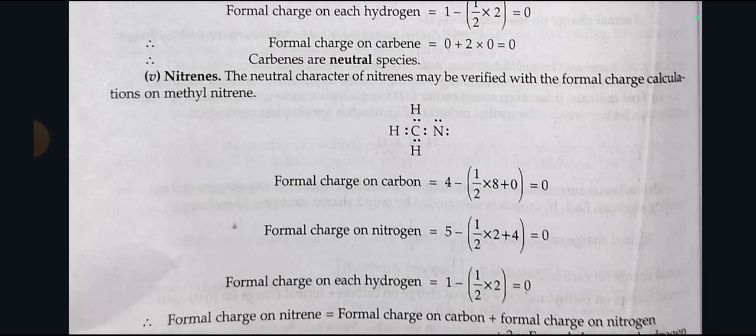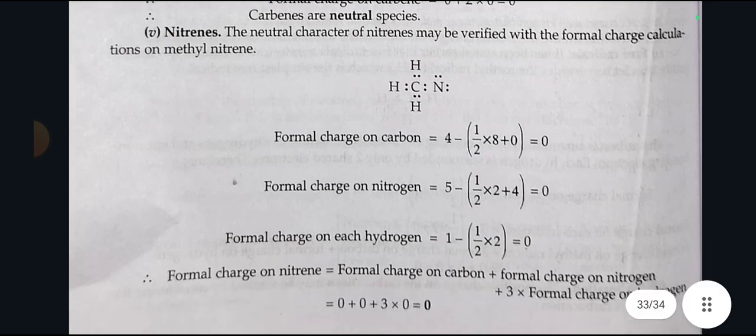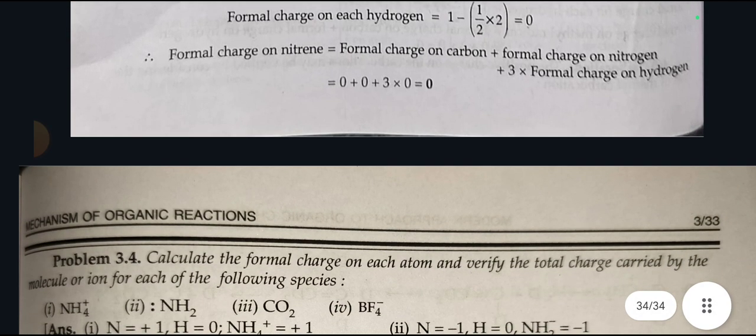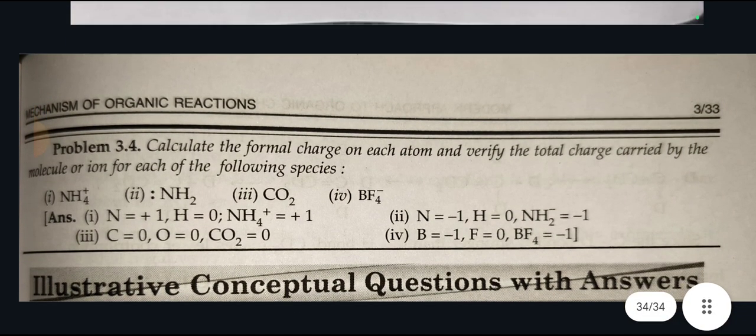Fifth, nitrenes. The neutral character of nitrenes may be verified with the formal charge calculation on methyl nitrene, CH3N. Formal charge on carbon is equal to 4 minus 1/2 × 8 plus 0, which is 0. Formal charge on nitrogen is equal to 5 minus 1/2 × 2 plus 4, which is 0. Formal charge on each hydrogen is equal to 1 minus 1/2 × 2, which is 0. That is, formal charge on the molecule is equal to formal charge on carbon plus formal charge on nitrogen plus 3 times formal charge on hydrogen, which is 0 plus 0 plus 3 × 0, equal to 0.